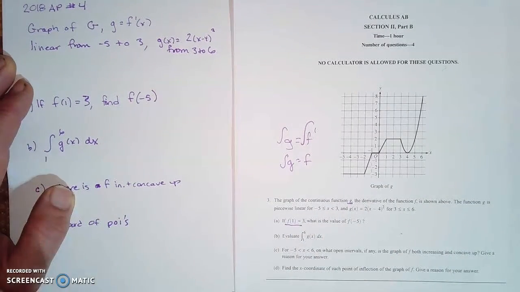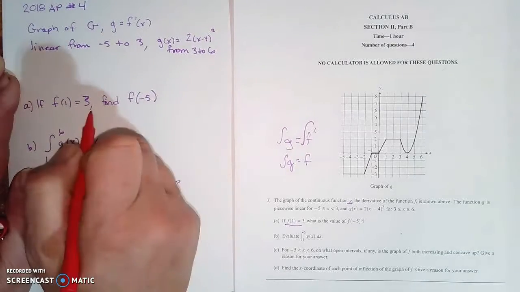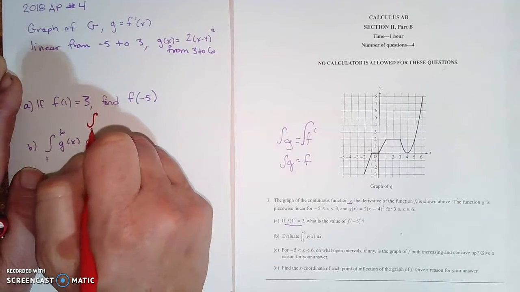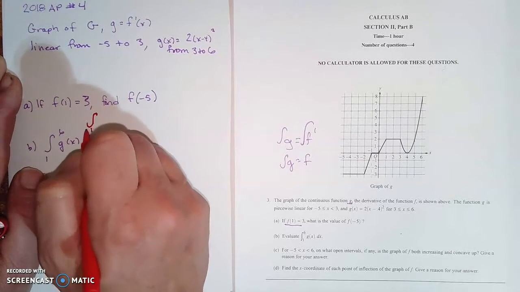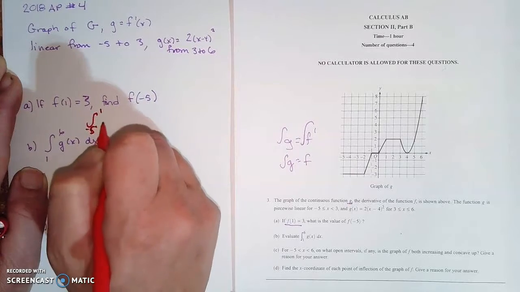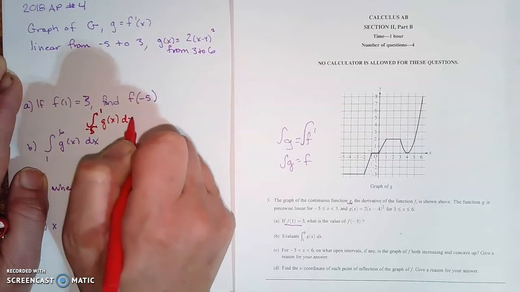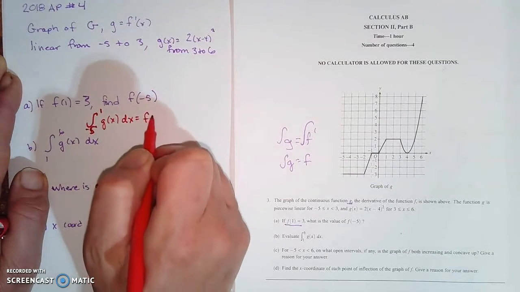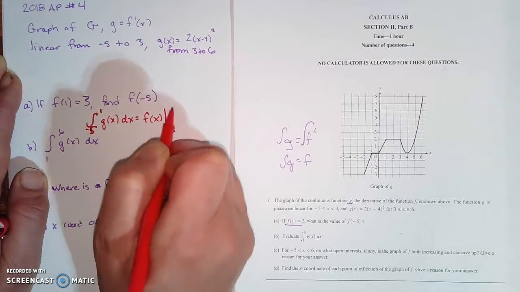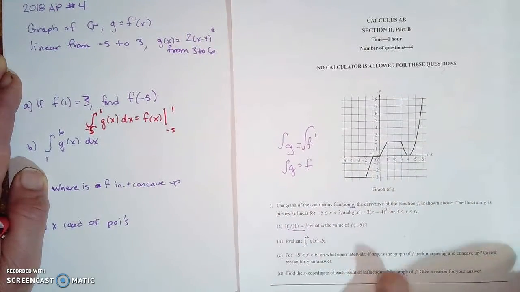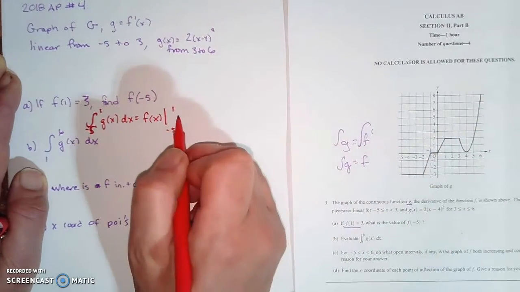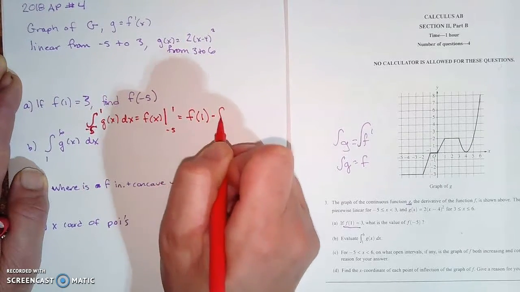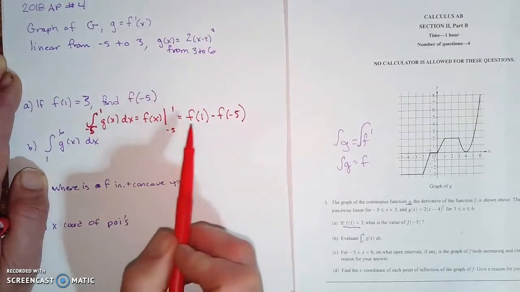So here's what I know. They gave me 2 numbers to work with. The area under the curve from negative 5 to 1 of G of x dx equals, so the integral of G of x is f, equals f of x from negative 5 to 1, which equals f of 1 minus f of negative 5. Basic rule on integrals, upper minus lower.